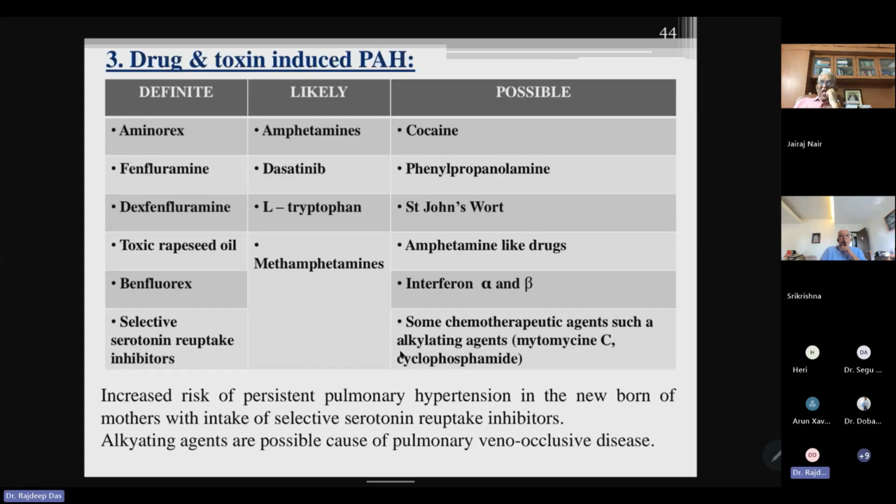Some drugs and toxin induced PAH. Most importantly, selective serotonin reuptake inhibitors are a definitive cause of PAH. There is increased risk of persistent pulmonary hypertension in the newborn of mothers who took SSRIs during pregnancy. It is evident. Other causes are some chemotherapeutic agents, like alkylating agents such as mitomycin C and cyclophosphamide, which may also possibly lead to pulmonary arterial hypertension.